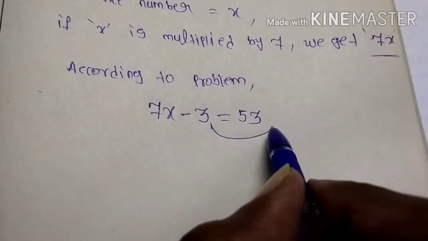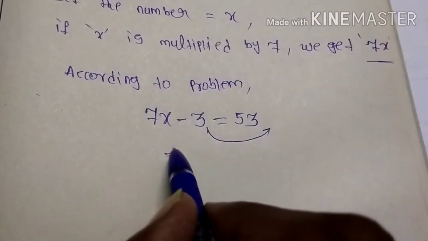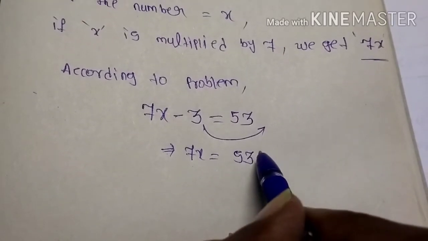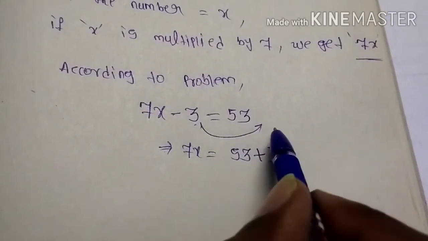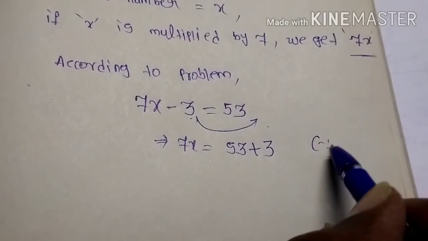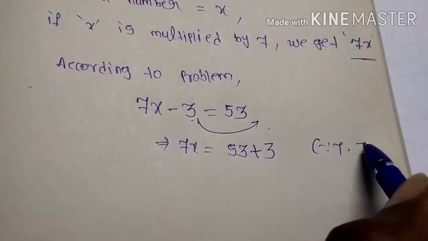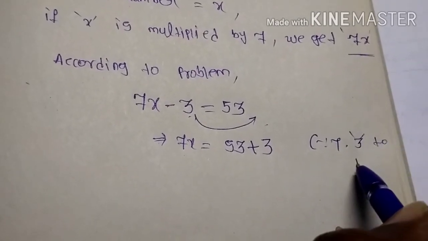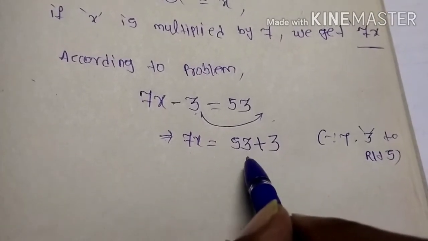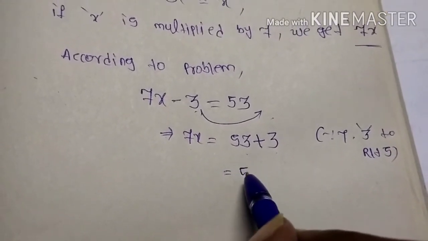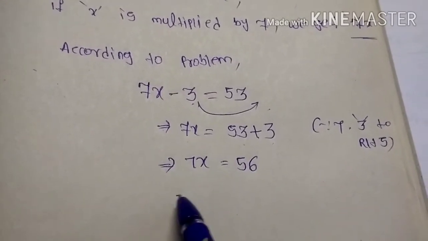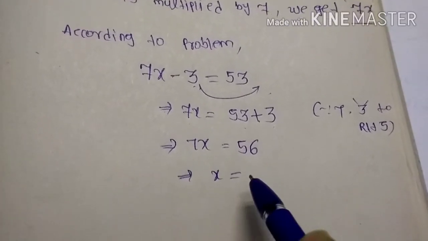Just you can transpose 3 to RHS. That means you will get 7x is equal to 53 plus 3. If I am transposing 3 to RHS, it will become addition or not? Yes or no? In the brackets, you can write transposing 3 to RHS. That means 53 plus 3 is how much? 56. See here, 7x is equal to 56 means, can you express the x value or not?